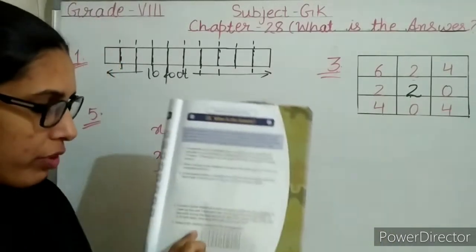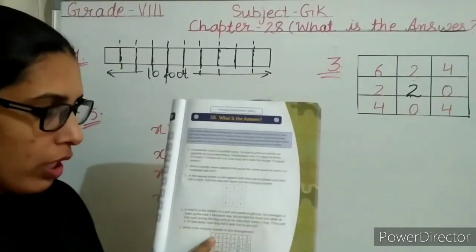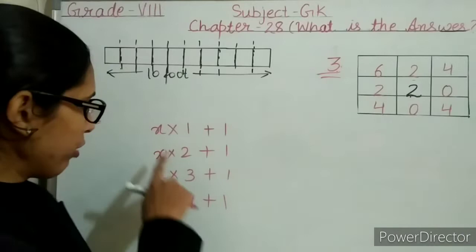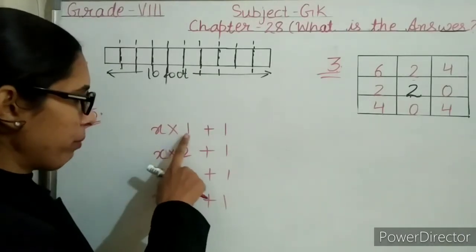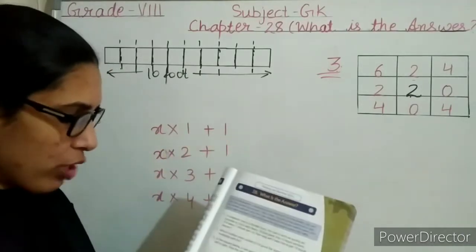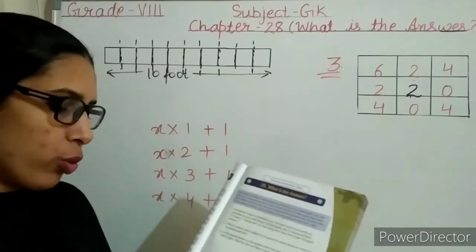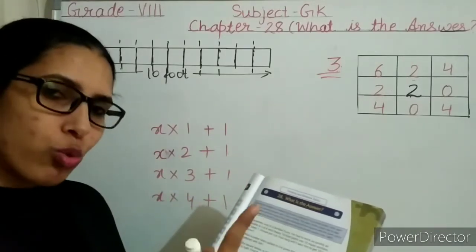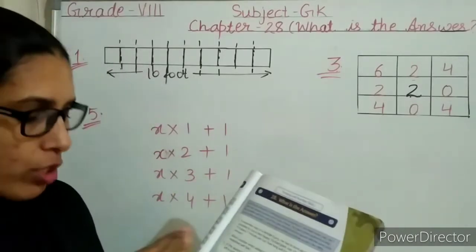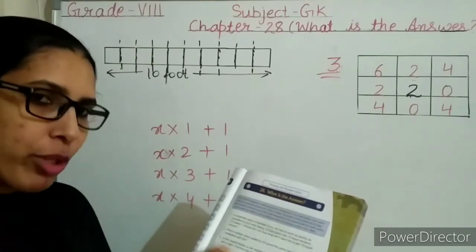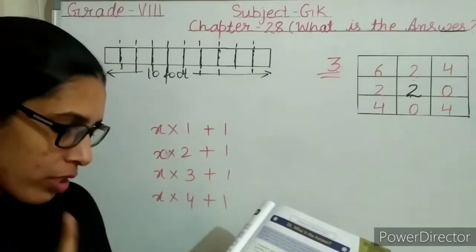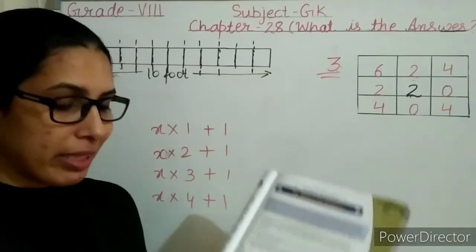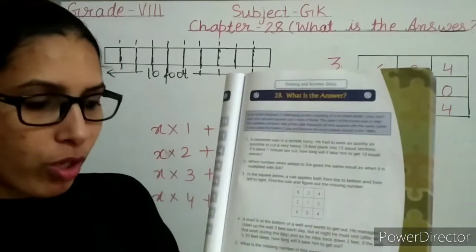You can see on the first line, if you check this rule, the first number is 1. In the first line, what is the rule? Multiply the number by 1 and then add 1. So we can check: 1 into 1 is 1 plus 1, 2 we will get. Then 2 into 1 is 2 plus 1, we will get 3. So like this, different rules have been applied in the different lines. So we have to solve what will come in the last line, at the last box.